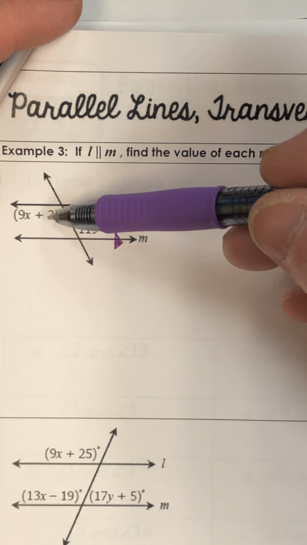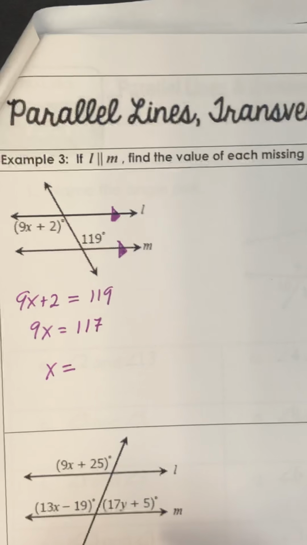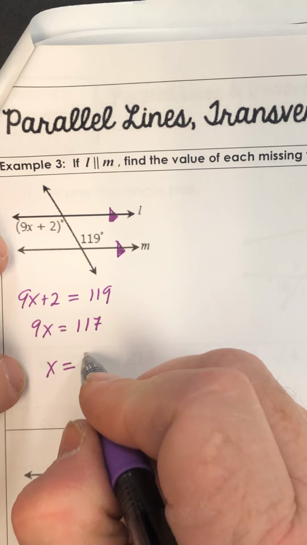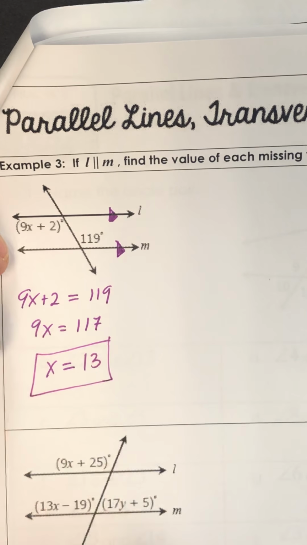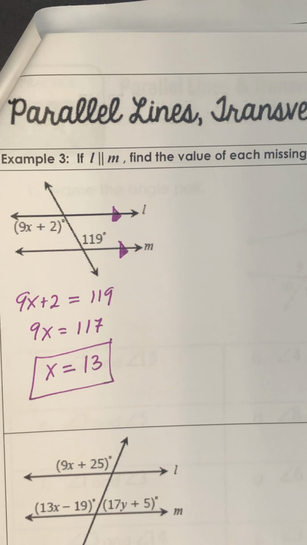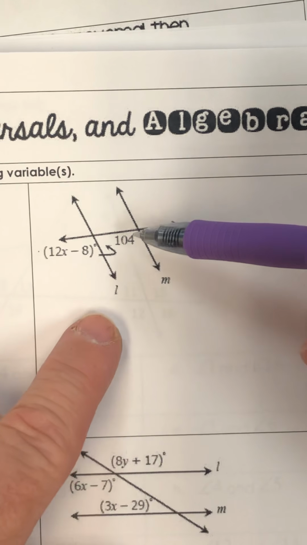So then we just solve that. Subtract 2 and divide by 9. So 117 divided by 9, what's that? Quickly, 13. Okay, over here. Next one to the right. So what's their two relationships?